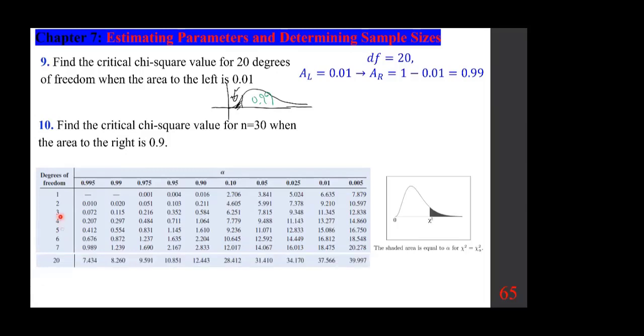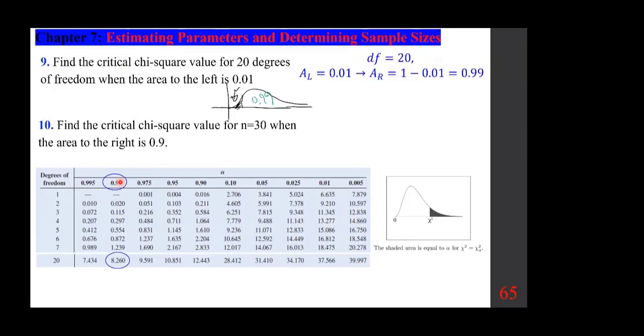So take a look. On the left column, we find the degrees of freedom. We go down until we hit number 20. Across that, we see a bunch of numbers. The area to the right we established is 0.99. What you see at top is the area to the right. Take a look at this graph, area to the right. So at the top, look for 0.99, and there you have it.